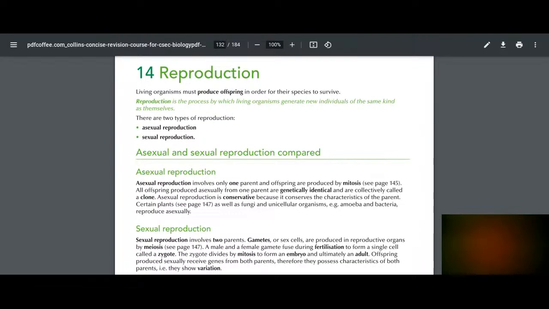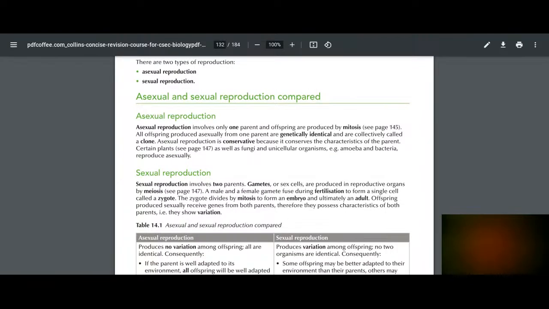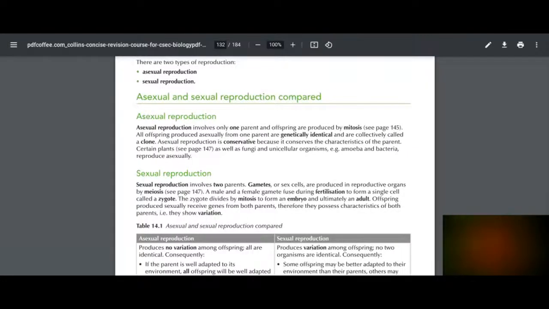What is asexual reproduction? Asexual reproduction involves one parent, and offspring are produced by mitosis. Sexual reproduction involves two parents, which means gametes or sex cells are produced in reproductive organs by meiosis.